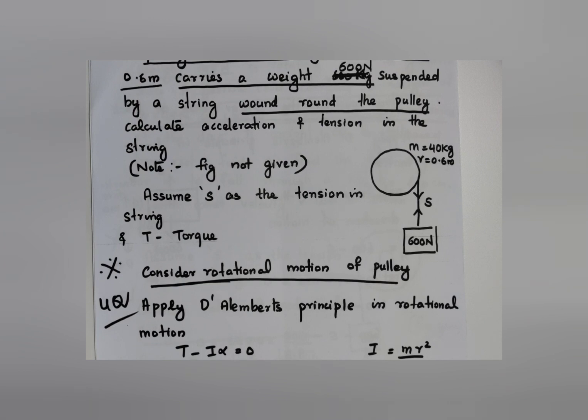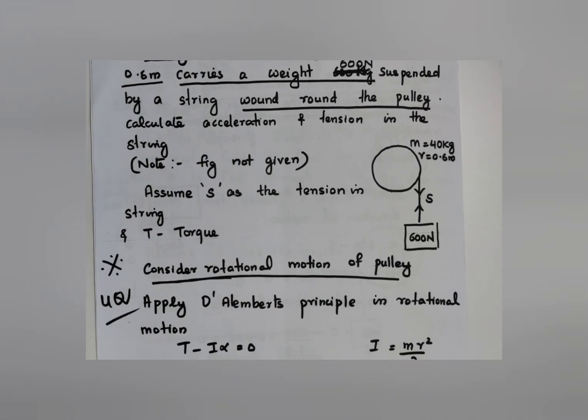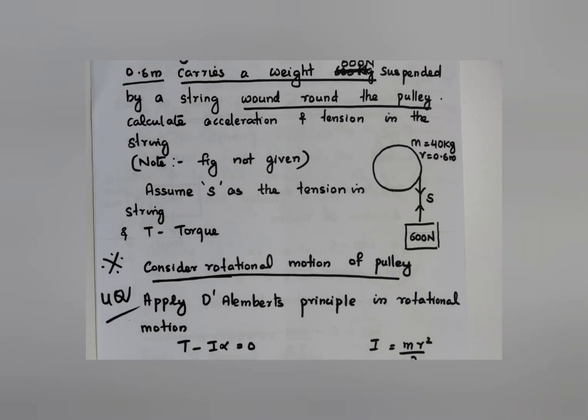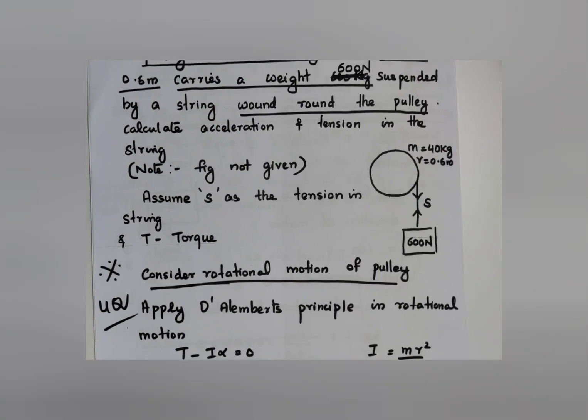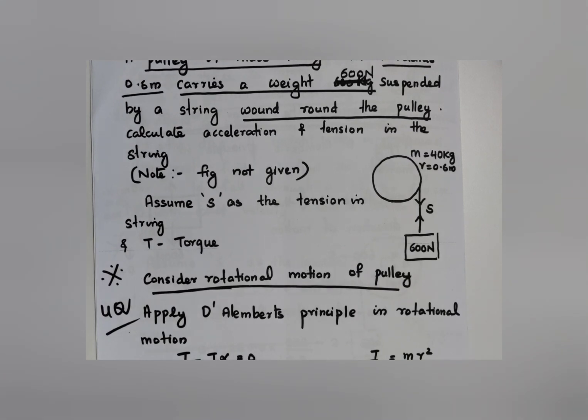So mass is given as 40 kg, radius is given as 0.6 meter, and a weight is suspended from the pulley that is equal to 600 Newton. This is how you have to draw the figure. While dealing with this type of problems, we give the notation for torque as T, because we are using T for the torque in rotational motion. The tension along the string is given another notation, that is S.